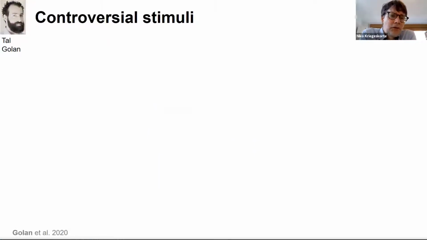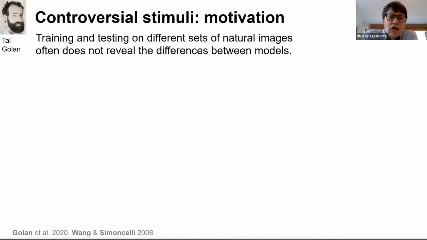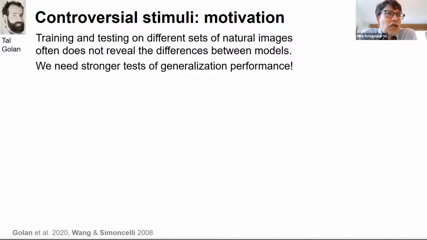So this brings us to controversial stimuli and Tal Golan's motivation for pursuing this direction in our lab. Training and testing on different sets of natural images often does not reveal the differences between models. So we need stronger tests of generalization performance. This is, I think, a very, very important point that Tal keeps making in my lab.